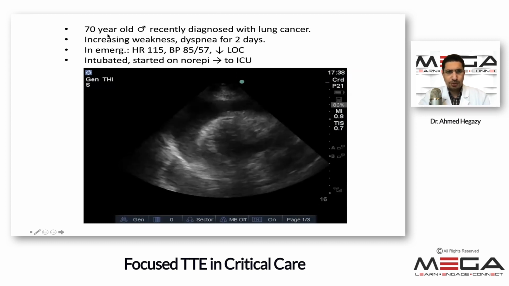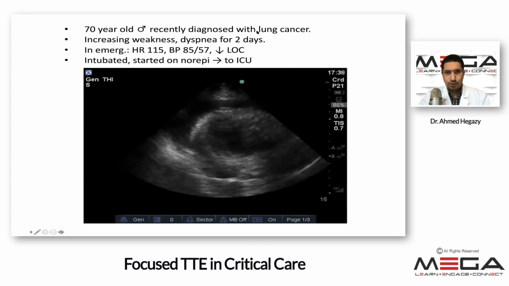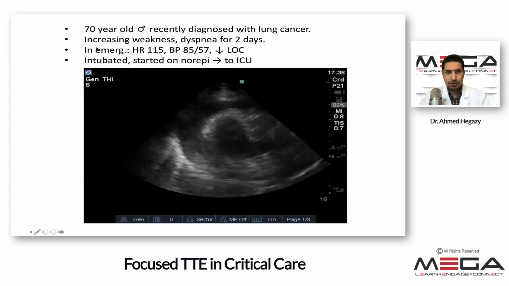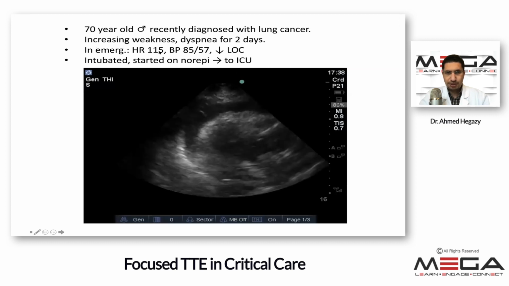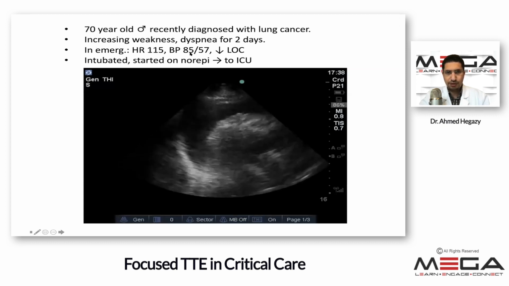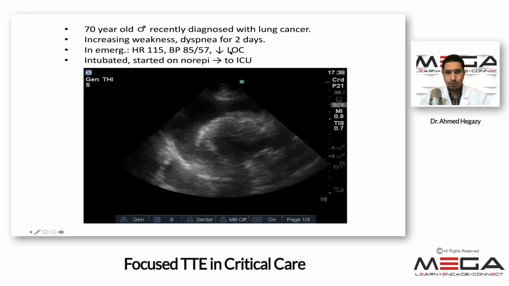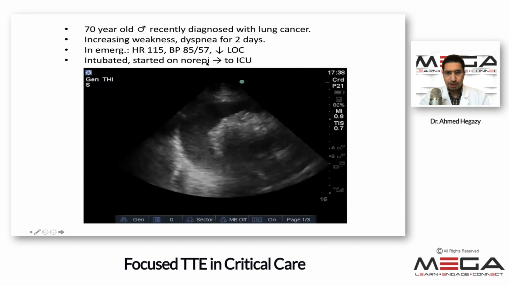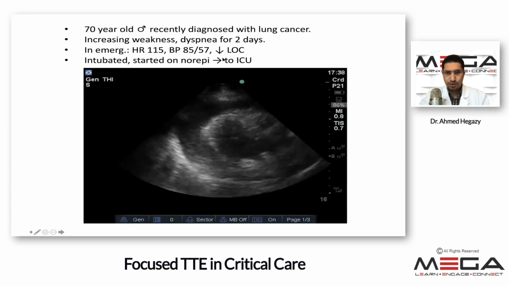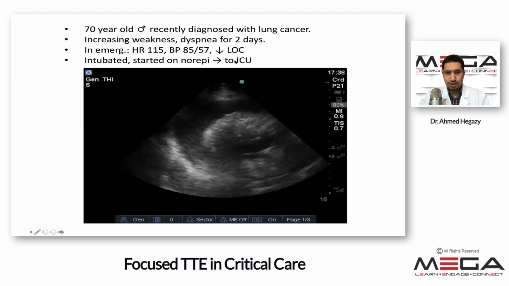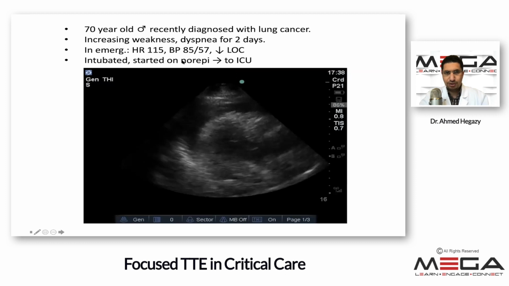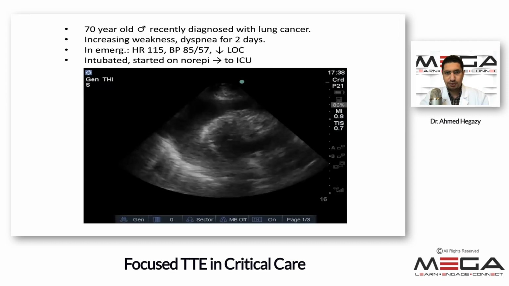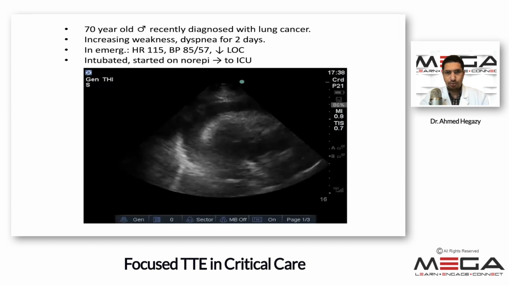The next case, we have a 7-year-old gentleman recently diagnosed with lung cancer. And this gentleman presents with increasing weakness and dyspnea for 2 days. In the emergency department, his heart rate is a bit tachycardic at 115, and his blood pressure is low at 85 on 57. And he presents with decreased level of consciousness. He is intubated and started on norepinephrine as a vasopressor and was transferred to us in the ICU. So we do a point of care ultrasound, a focused transthoracic echo, to assess why the patient is on pressors. Any patient who's admitted to the ICU on pressors warrants a focused transthoracic echo to understand why they're requiring pressors.